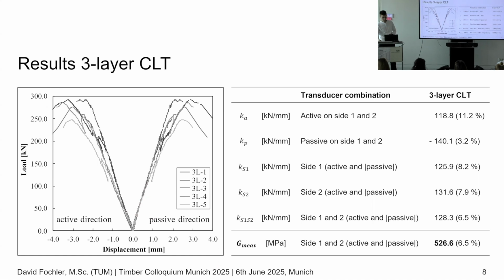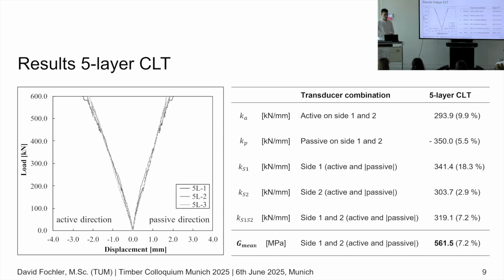And when we look at this figure, we can see that in the active direction, so this is the force and the vertical displacement, the displacement is slightly higher than in the passive direction, resulting in a lower stiffness in active than in passive direction. Overall, a shear modulus of 526.6 megapascals was measured with those elements. How we have to evaluate this comes later in the conclusion.